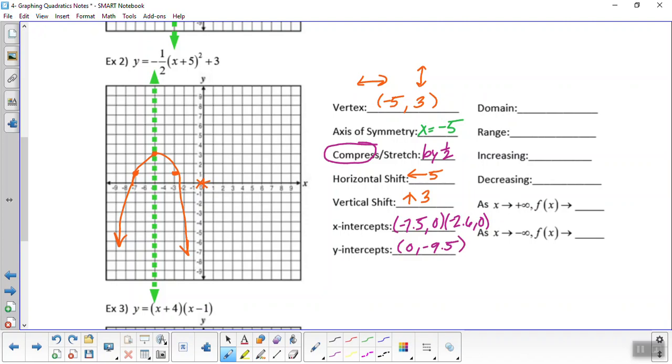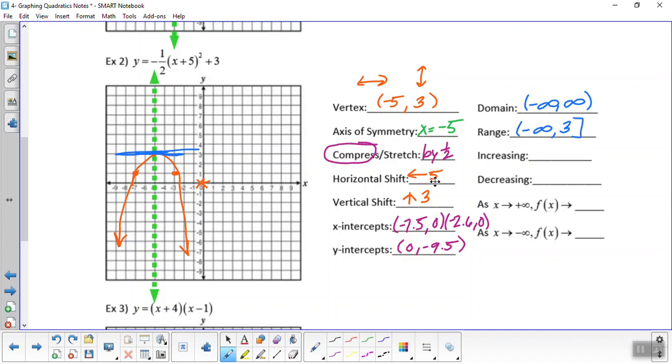Now this second column, domain, range, increasing and decreasing, is all review from Unit 1. So my domain, it's going to keep going to the left and keep going to the right. So -infinity to +infinity. Range, we always start lower. So the lowest this goes is -infinity, and the highest it goes is +3. Right here at this line. 3 gets a bracket, infinity gets a parenthesis.